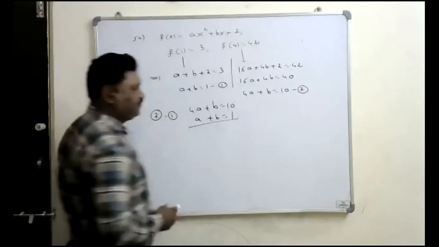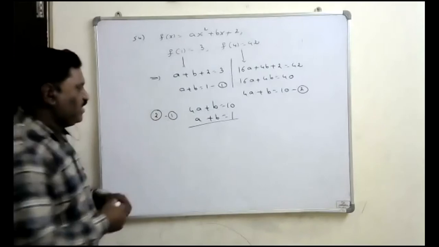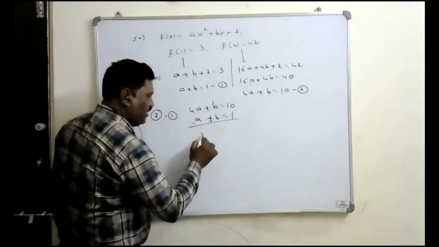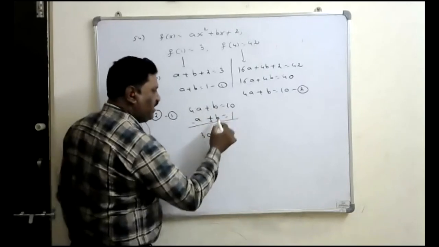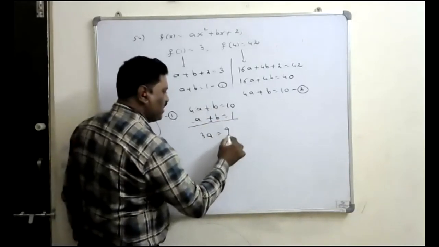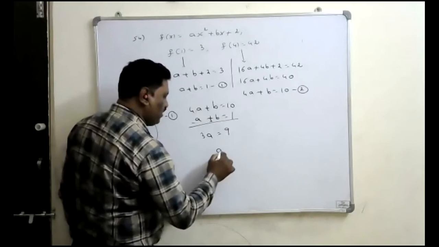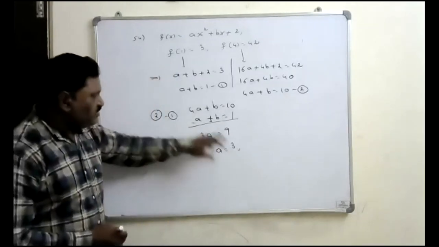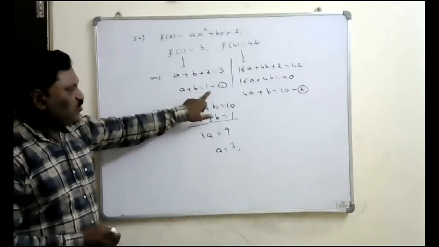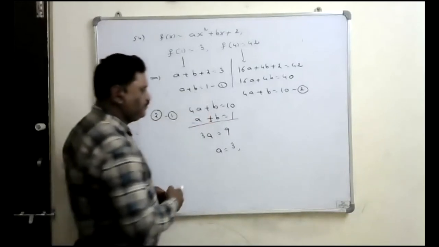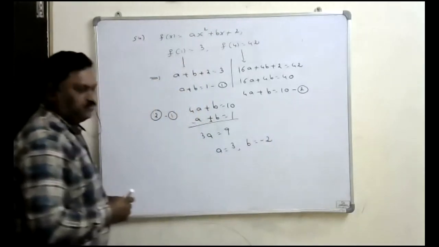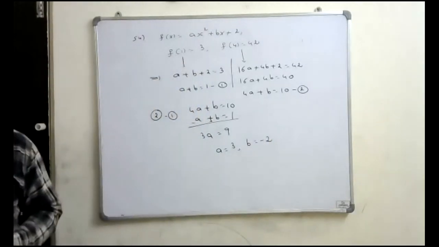a plus b is equal to 1. We will subtract them. If you subtract them, the sign is going to change for this. 4a minus a, that is 3a. b and b get cancelled. 10 minus 1, that is 9. Therefore, a is equal to 3. When a is 3, substitute here. 3 plus b is equal to 1. What is the value of the b? Minus 2. These are the values of a and b. Check that.